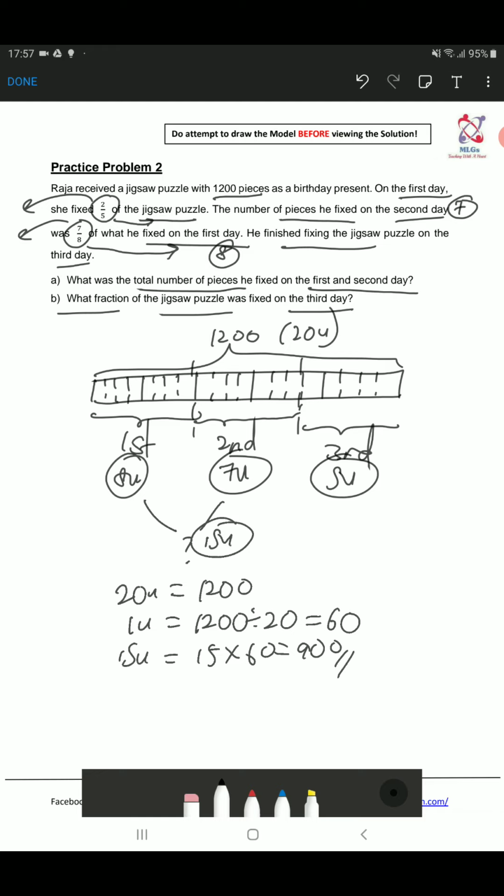So what fraction of the jigsaw puzzle was fixed on the third day? So you do not need to find the actual number of pieces, right, fixed on the third day. You can use the model to help you to get the fraction. There is a total of 20 units. So how many units did he fix on the third day, which is 5 units? And your simplest form will be 1/4. So 1/4 of the jigsaw puzzle was fixed on the third day, and that's how you solve. So problem becomes easy when you draw out the problem by using model drawing, right? Okay, so that's how we solve these 2 problems.